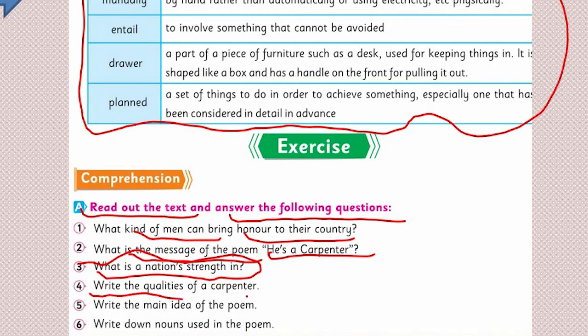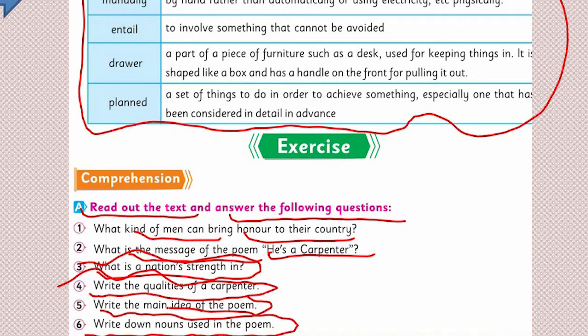Write the qualities of a carpenter. If you read the poem, you can find the answer of this question. Write the main idea of the poem. Write down nouns used in the poem. Nouns name a person, place or thing. You have to find out all the nouns from the poem. I hope you can do this very easily.